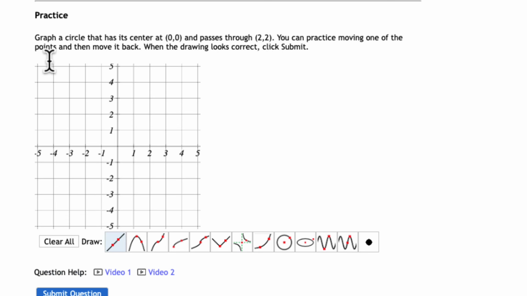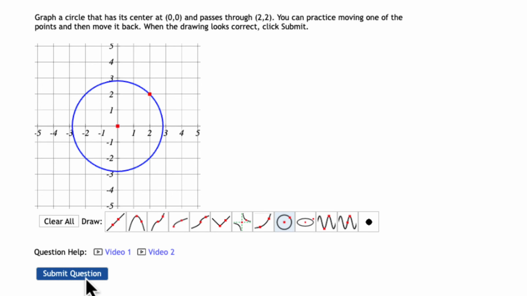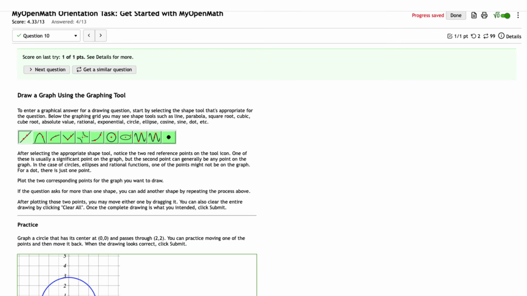This question asks me to graph a circle that is centered at 0, 0 and passes through the point 2, 2. So since I want to draw a circle, I will use my mouse to grab the circle tool, and then I will start by plotting the center, which should be at 0, 0. And now I'm going to drag my graph, and you can see I have a little pencil here. I need to put that second dot on the point 2, 2. Once I have it there, then you can either press enter on your keyboard or click submit question. And it looks like I got it right.